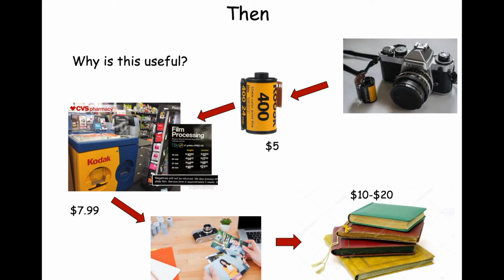And if you saw something interesting, you'd take a picture, but you wouldn't just arbitrarily start pointing and shooting, because this process was often very expensive. The film was about $5. The processing for developing was about $7.99. You get your prints, and then you buy a photo album for about $10 to $20. So that entire prospect was relatively expensive.